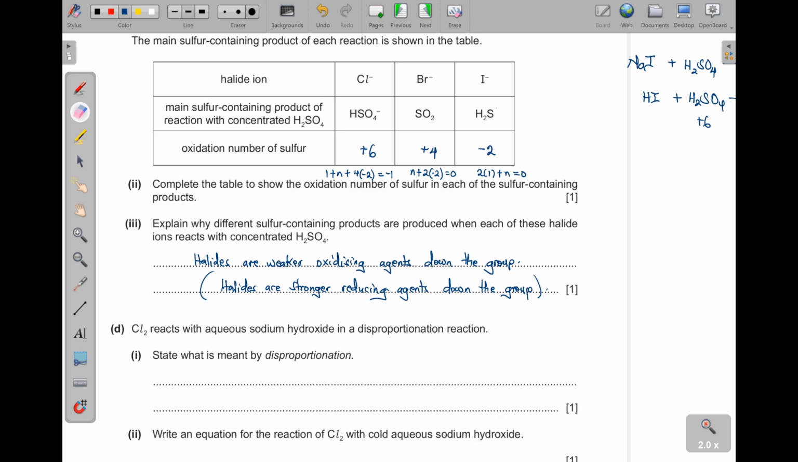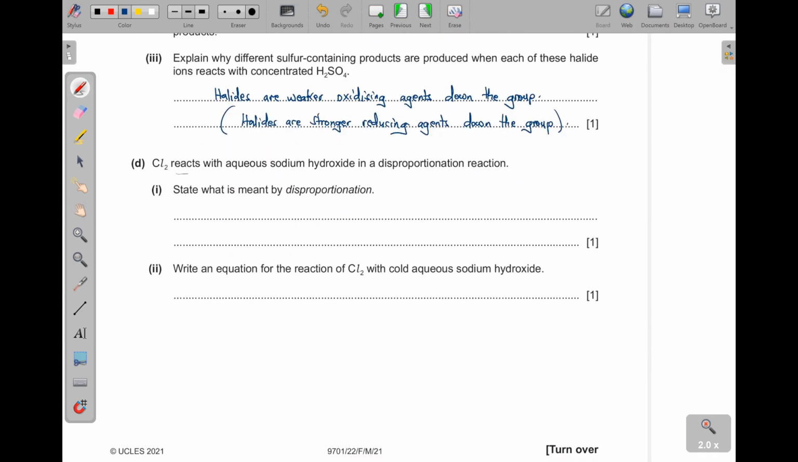So that is that. Now, part D, chlorine reacts with aqueous sodium hydroxide in a disproportionation reaction. Roman 1, state what is meant by a disproportionation reaction. Of course, here we see a reaction where one species is both oxidized and reduced. So this is a reaction where a species is both oxidized and reduced.